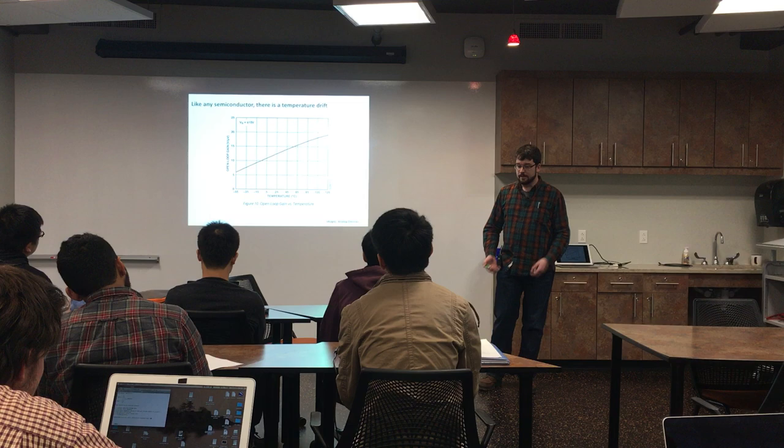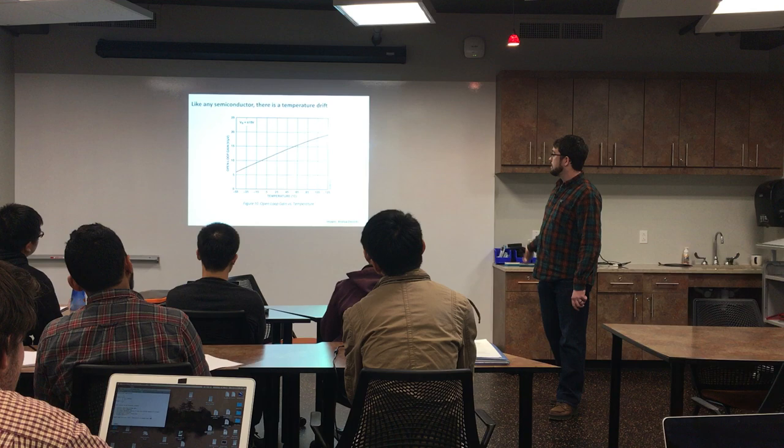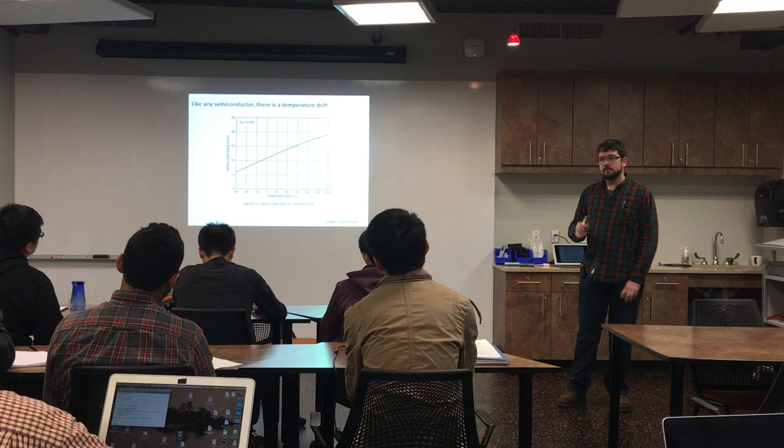Like everything that's a semiconductor, op amps are subject to temperature drift. In this case, it's a plot of open loop gain versus temperature. You can see it varies by about a factor of 4 over minus 55 to 125 C. So not horrible. Generally won't catch you off guard, but something to be aware of. All the data sheets have plots like this in them.